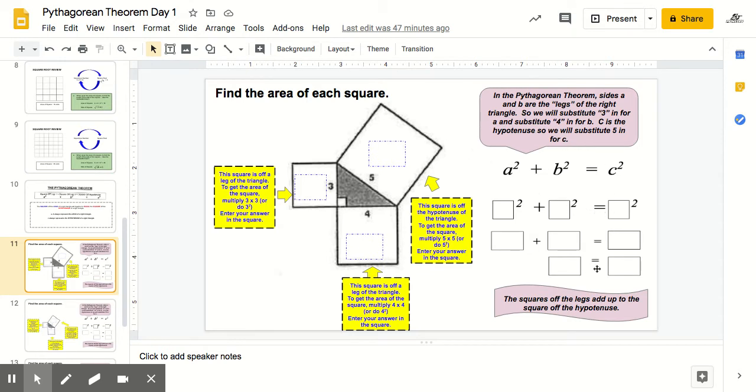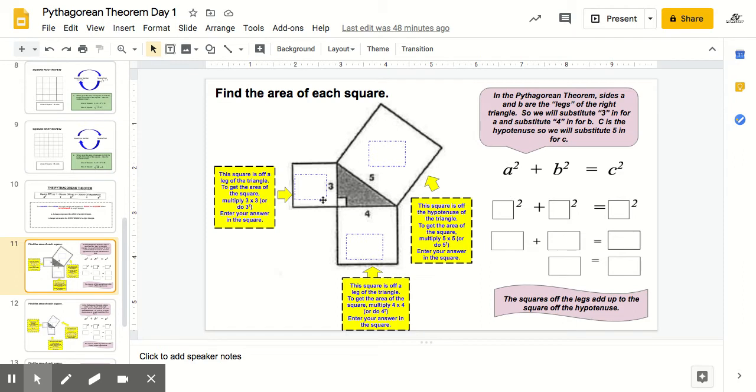Okay, so over here, we're going to experiment with the Pythagorean theorem and prove that it works. So it says in the Pythagorean theorem, sides A and B are the legs of the right triangle, like I said before. So what we're going to do is substitute or plug in the length of the legs of the triangle into our Pythagorean theorem. Again, guys, we must remember that A and B are always the legs, C is the hypotenuse. Now, it doesn't matter which leg you plug in for A and which leg you plug in for B. All that matters is your legs are always A and B, and your C is your hypotenuse.